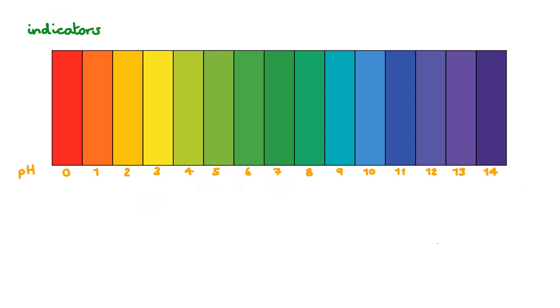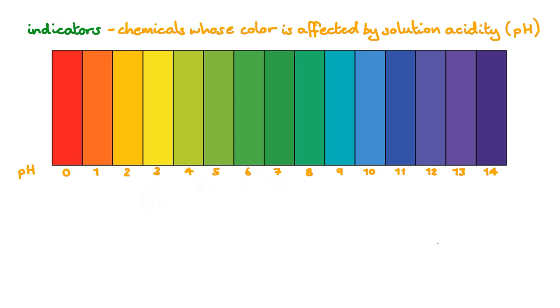And the last thing we're going to look at is indicators. This class of chemicals is useful because they'll change colour depending on the pH of the surrounding solution. In a way, indicators react with the surrounding solution, but this reaction is reversible, so no permanent damage occurs to the indicator. One of the most common indicators is phenolphthalein.